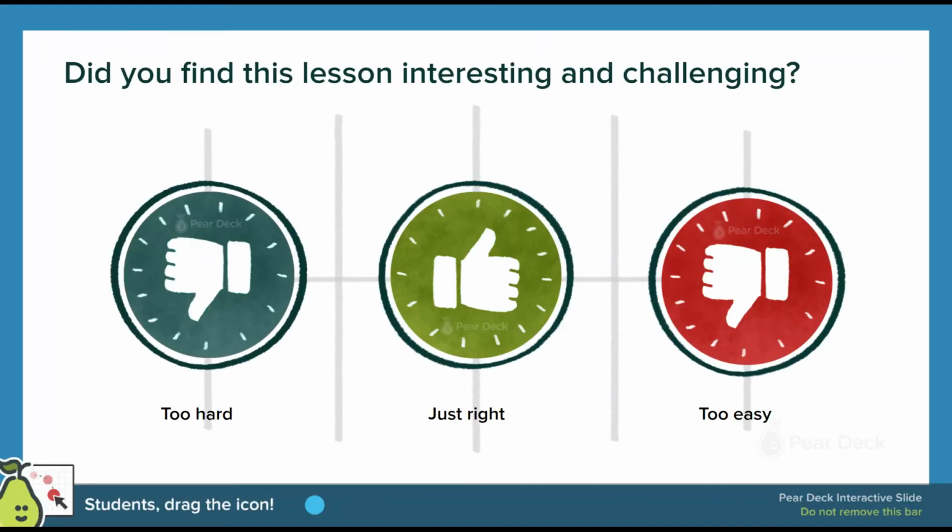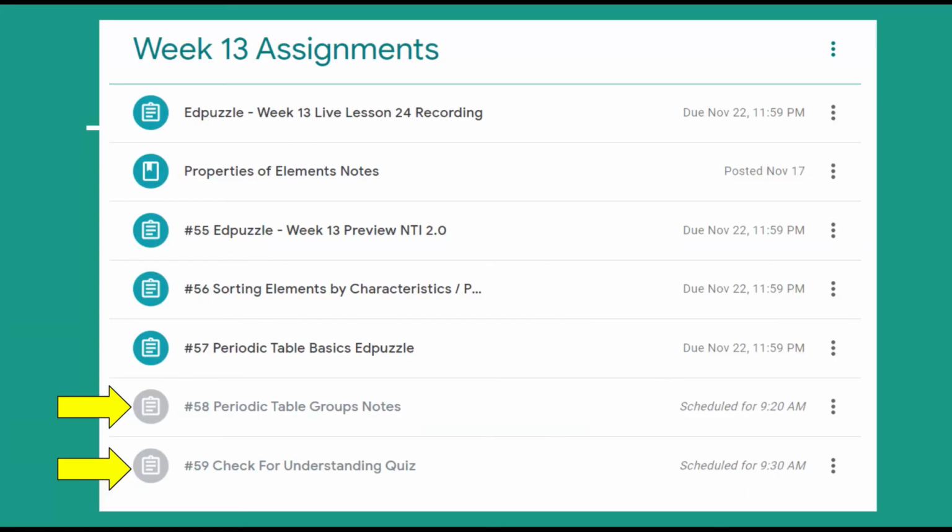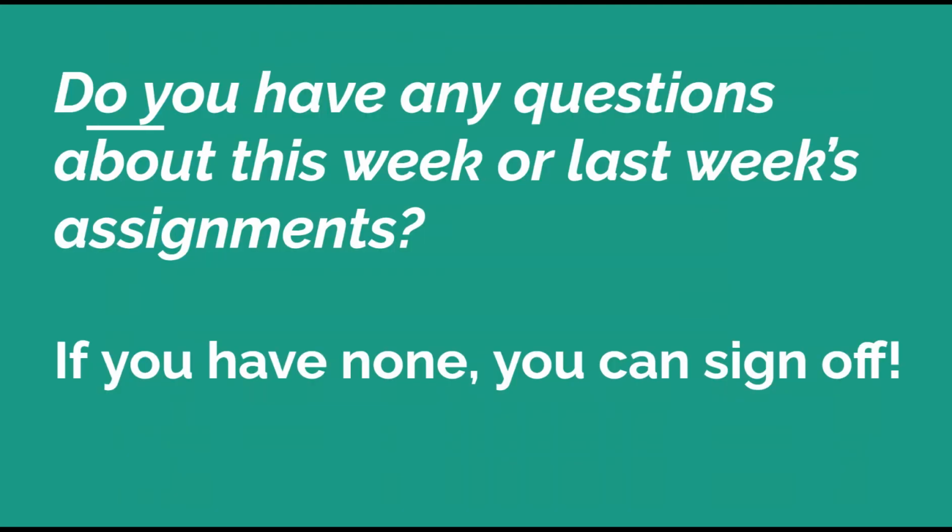All right, how did we feel about this lesson? Thank you guys for being honest and sharing. You have these 2 assignments that are assigned now, due at the end of the week. Keep working to get caught up on your assignments.